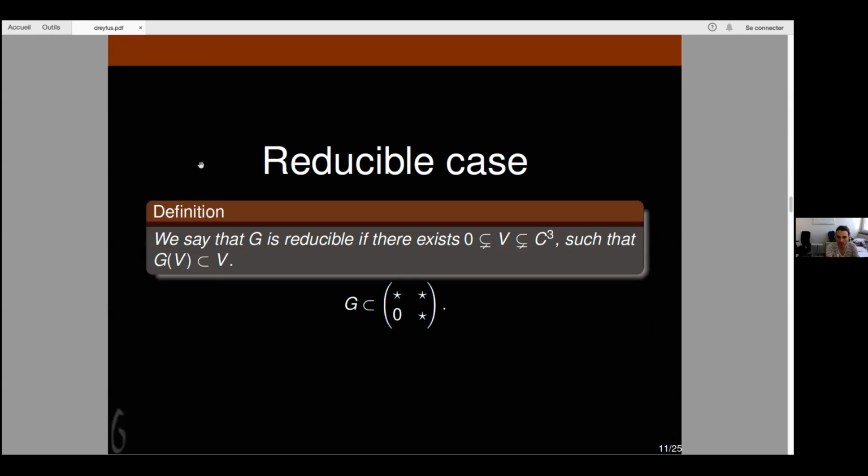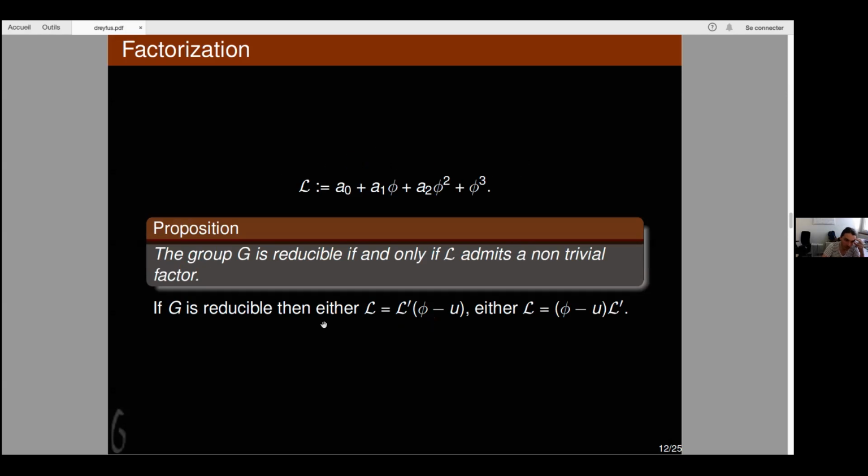And by reducible, I mean that there is a proper invariant space under J. So it means that J is composed of block upper triangular matrices. Since we are considering 3 by 3 matrices, the blocks may have size 1 or 2. Okay, so there is a link between the fact that J is reducible and the factorization. That was the reason why in the beginning I was assuming that we are able to factorize or not the equation.